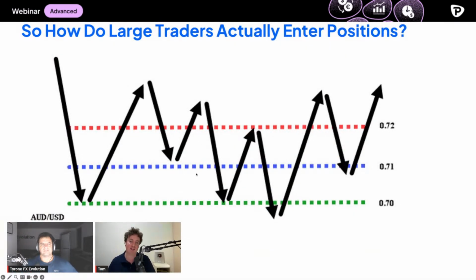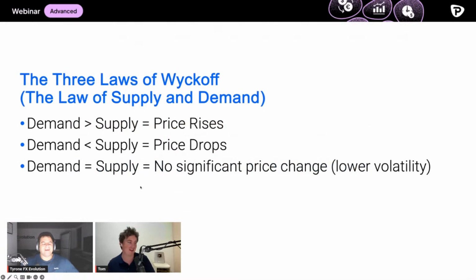Well, I'm going to say yes, we can, Ty, and we can break this down. Great. So how are we going to do it? Well, of course, we look at the standard laws of Wyckoff. Obviously, we understand that when demand equals supply, there's no significant price change and lower volatility. It's just basic economics. They'll teach you this in school: if we have equal demand and supply, price will usually remain fairly stable, whereas if we have a demand or supply mismatch, prices rise or prices drop.